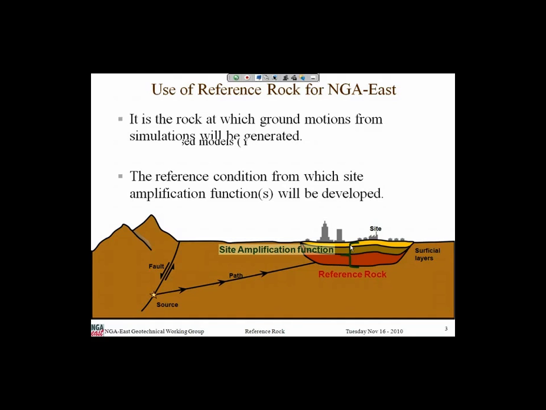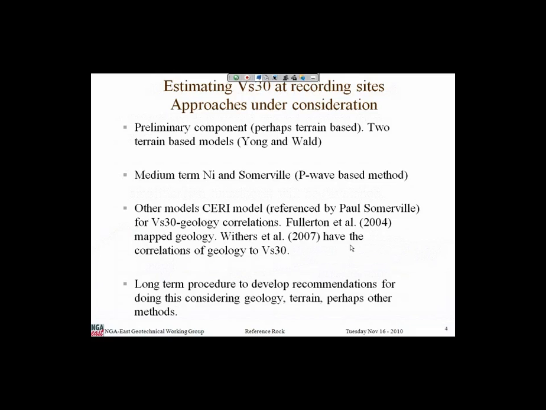We are also going to be doing something else, again in response to a request I got last night. We are looking at issues of how to estimate the VS30 at recording sites, and this is to help with the work that the data group is doing. We're looking at several approaches. A preliminary approach using terrain-based models, things such as Young and Walt developed. A medium term, possibly consider the work that Mia and Somerville have developed using a P-wave-based method.